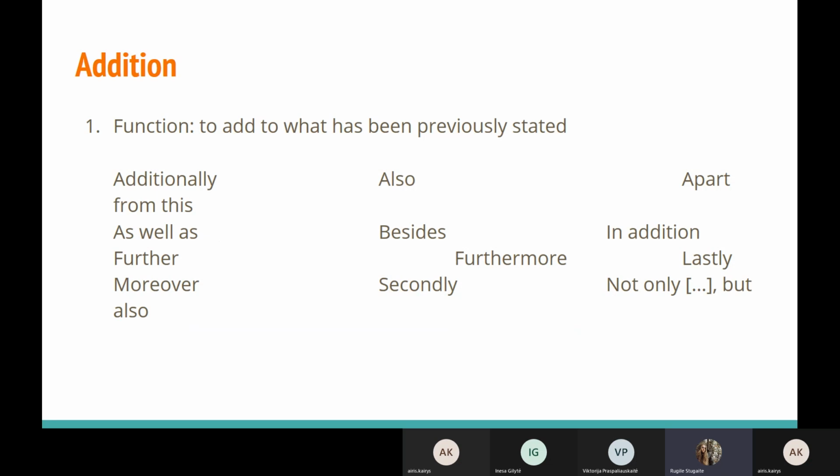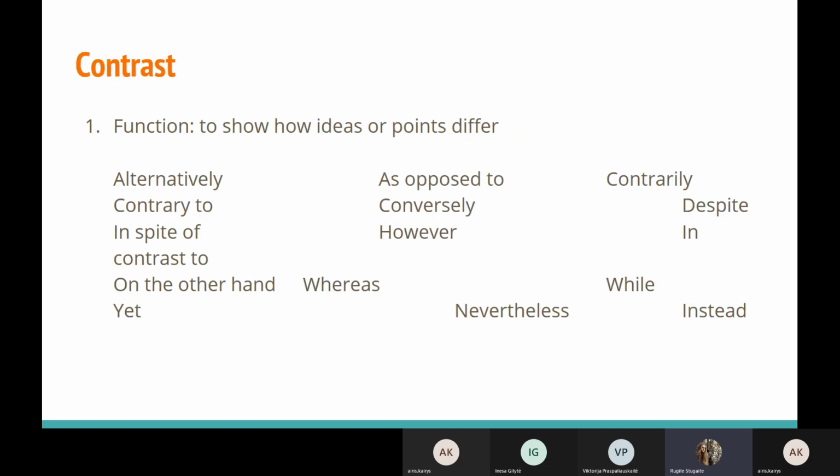Another is addition linking words, and they are used to add to what has been previously stated. So additionally, from this point, as well as, further, moreover, also, besides, in addition, furthermore, lastly, secondly, not only something, but also something else. So this would be addition linking words. Now we can move on to the next slide.